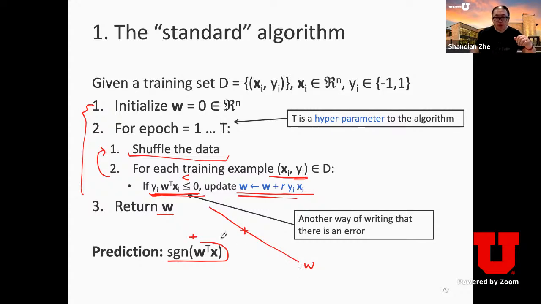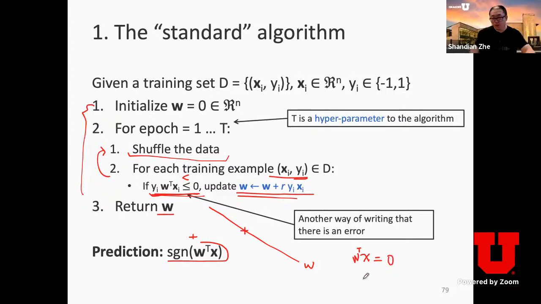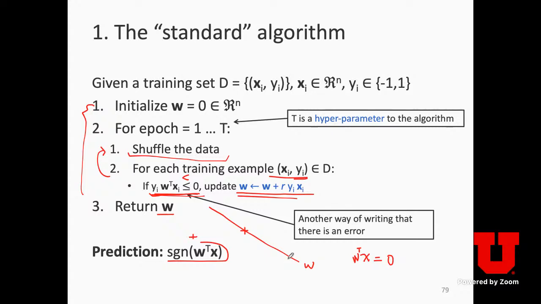But here, in our case, this product will be 0. Why? Why is W transpose x equal to 0? Because it lies on the hyperplane. Yes, exactly. The vector lying on the plane is always going to be perpendicular to W. W is the normal vector, so if x is on this plane, it's always going to be normal to it.